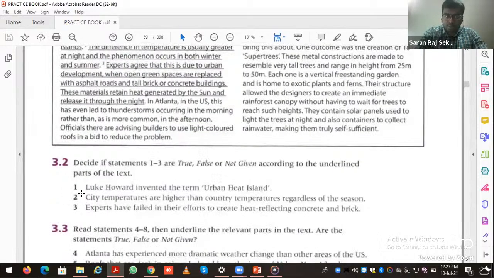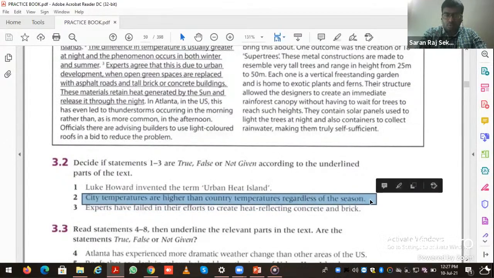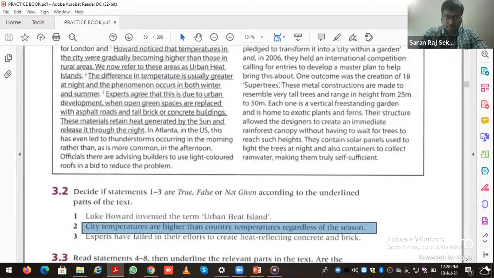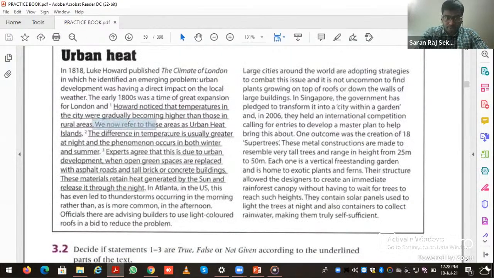The second question. Let's read the second question. City temperatures are higher than the country temperatures, regardless of the season. So here, if you read it in reverse, regardless of the season, the city temperatures are higher than the country temperatures. So we have to look for this particular information. We found our first answer here, and we're not going to read it from the beginning again, because as I said, the answers will be in a sequential order. I'm sure about it, because you can go ahead from the upcoming lines. Don't read it from the beginning and waste your time.